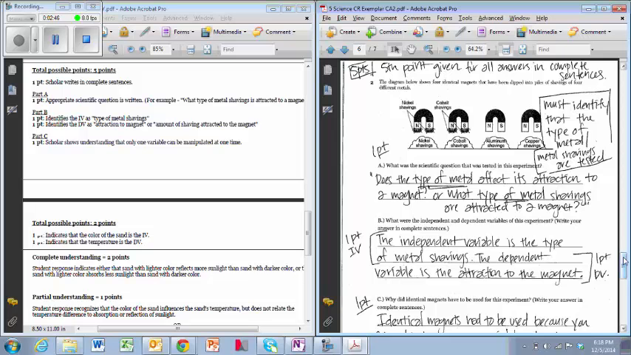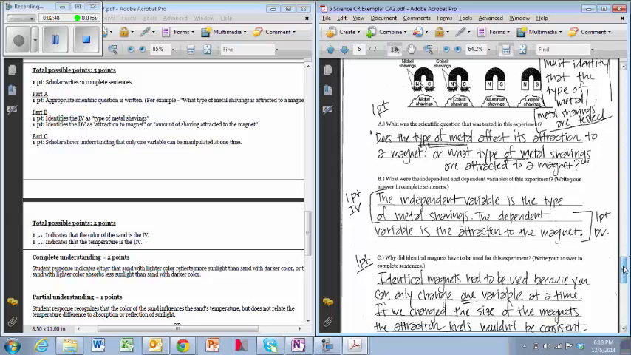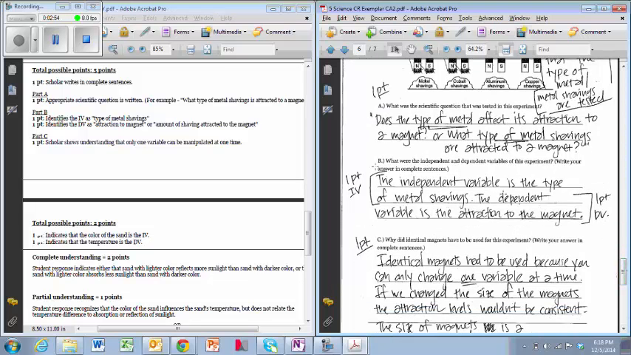Once they've identified the question, that would be worth 1 point. They'll come down to part B, which is worth 2 points. What they're doing here is identifying the independent variable and the dependent variable, so it's pretty simple. The independent variable that is changing throughout each of these magnets is the type of metal shaving. And then what we're looking for, the dependent variable, is if it's attracted to the magnet. So each of these receives 1 point, one for the independent and one for the dependent variable.